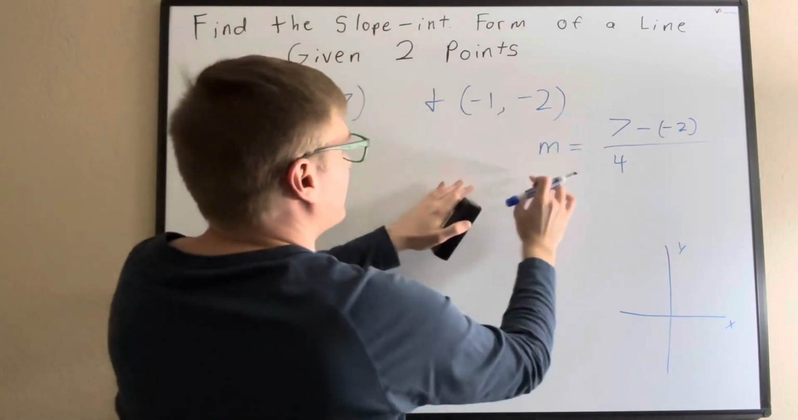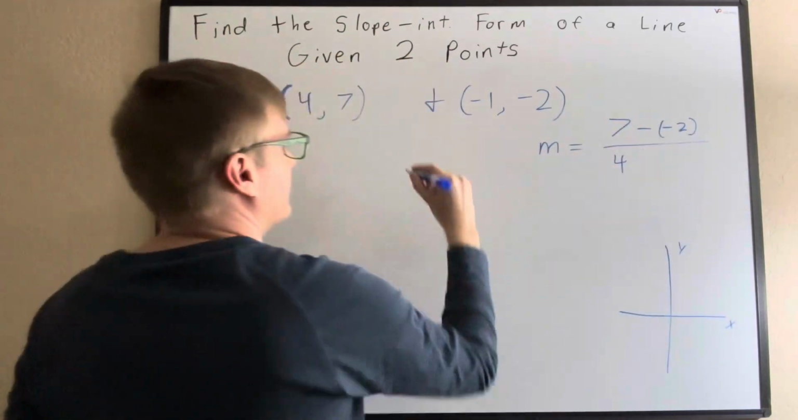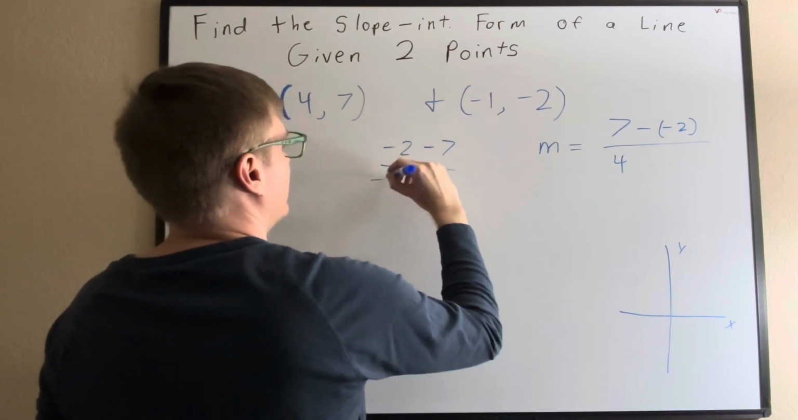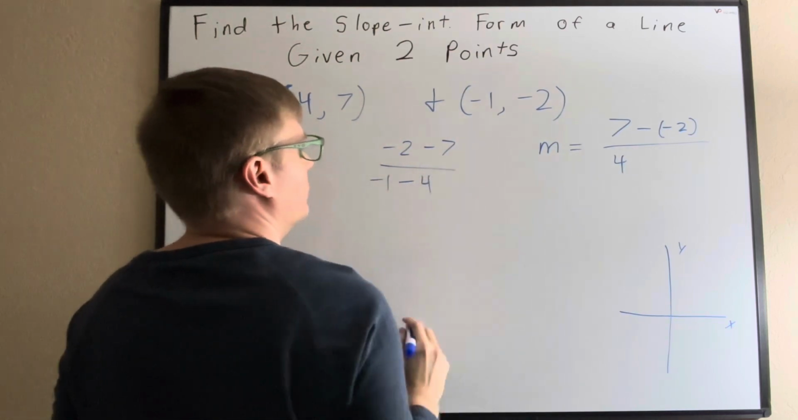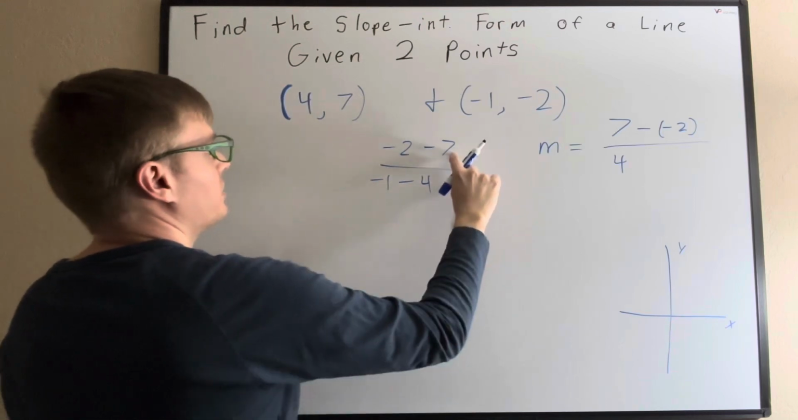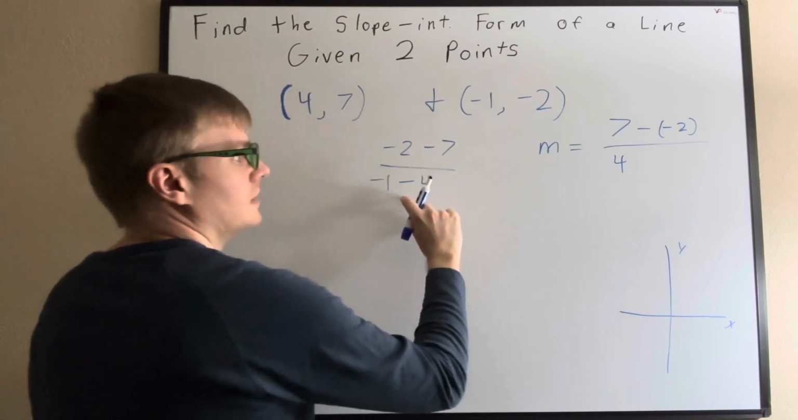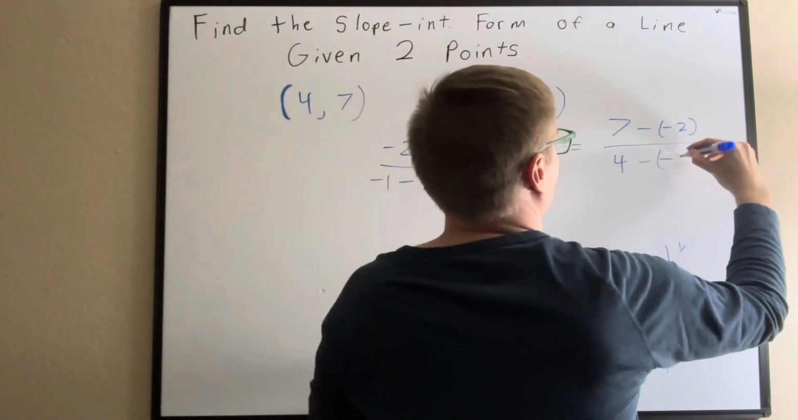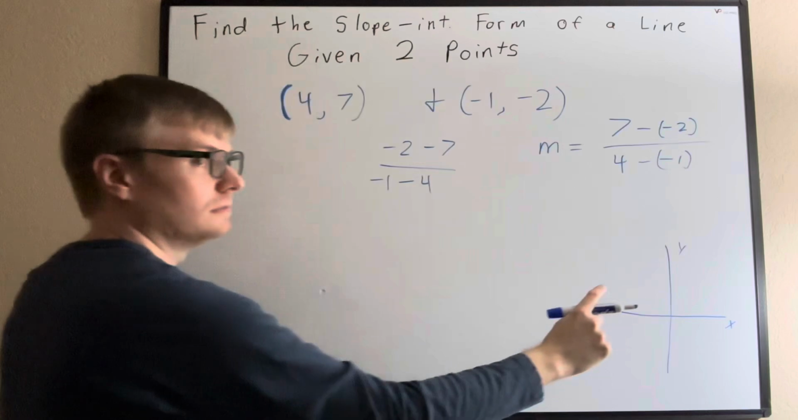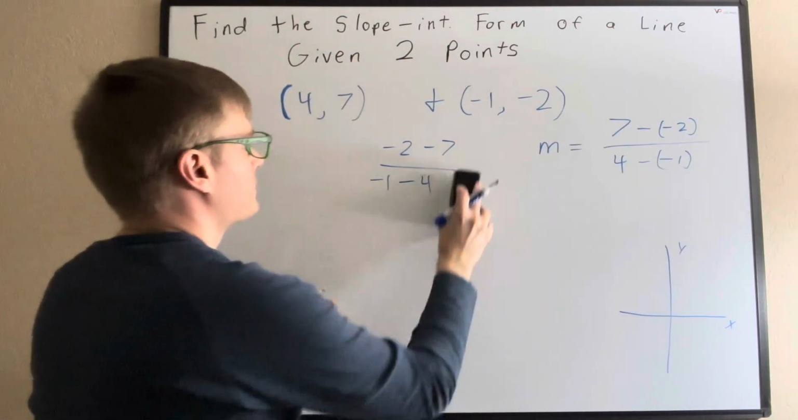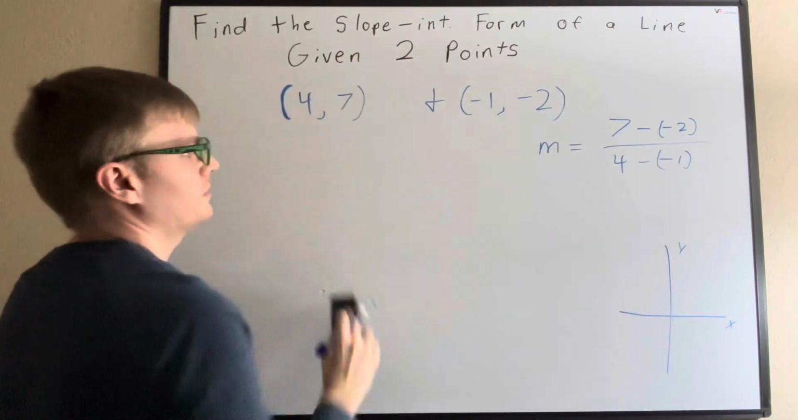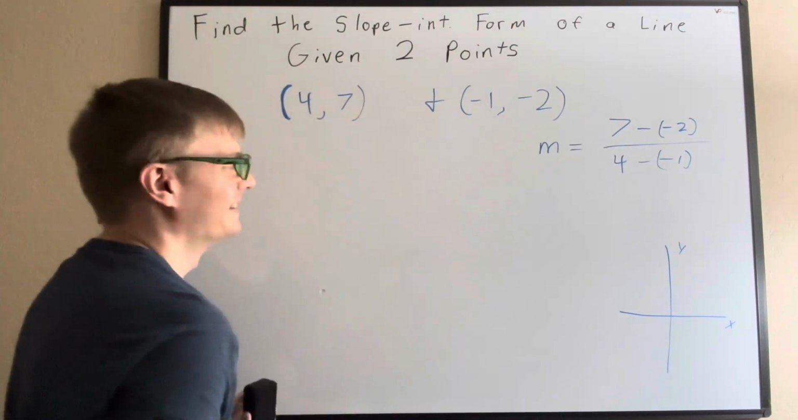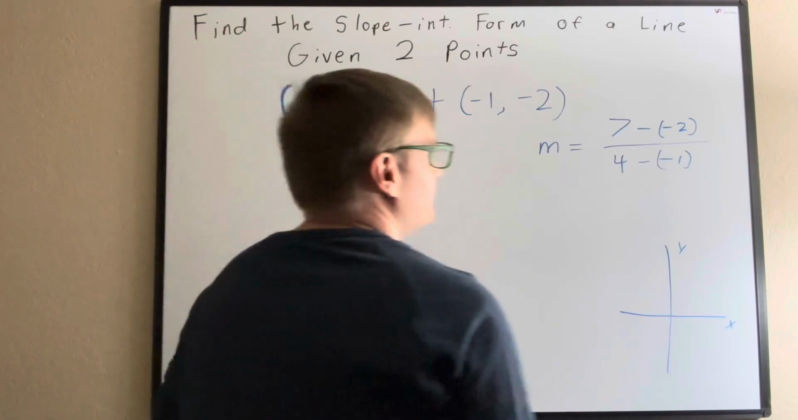You could go the other way. You could take this point and subtract this point like this. But what matters is 4, 7, -1, -2. Those have to be on top of each other. 4, 7, -1, -2. Just got to remember that. It doesn't matter which point comes first. Just use this one because it is first, going left to right.